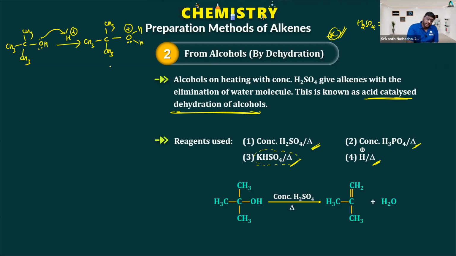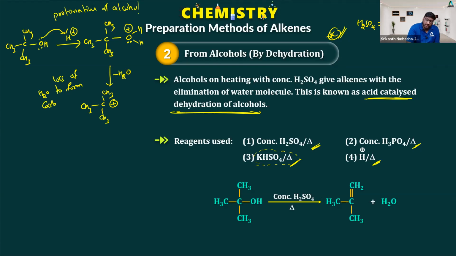Step 2, loss of water to form the carbocation. First step is protonation of alcohol. Second step is loss of H2O to form carbocation. Once the carbocation is formed, rearrangements you can do, ring expansions you can do.